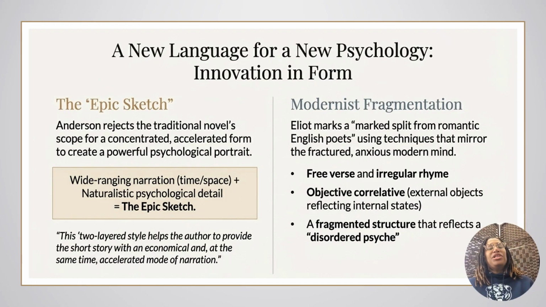Modernism is not only a shift in themes, it is a shift in form. Writers begin experimenting with structure because they believe older forms cannot fully represent the modern mind. Sherwood Anderson's innovation is what critics call the epic sketch.